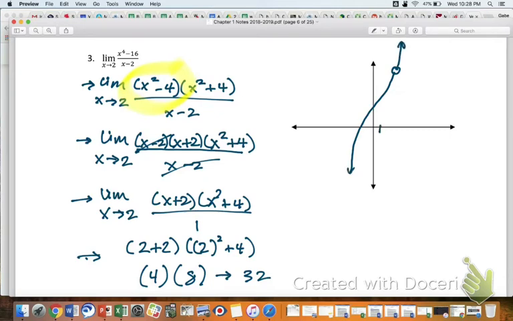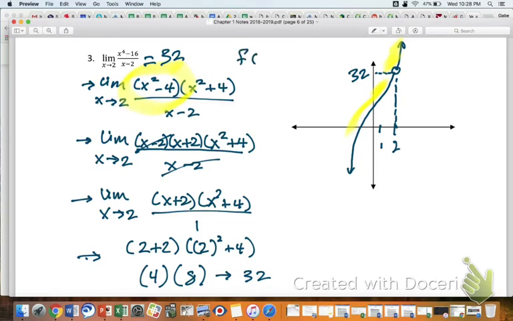So when x is 2, the function itself, the graph doesn't exist. But again, as we look carefully at the behavior from the left and the behavior from the right, we're approaching the same y value, both approaching 32. Therefore, we can say that successfully now that the limit as x approaches 2 of that function is 32.